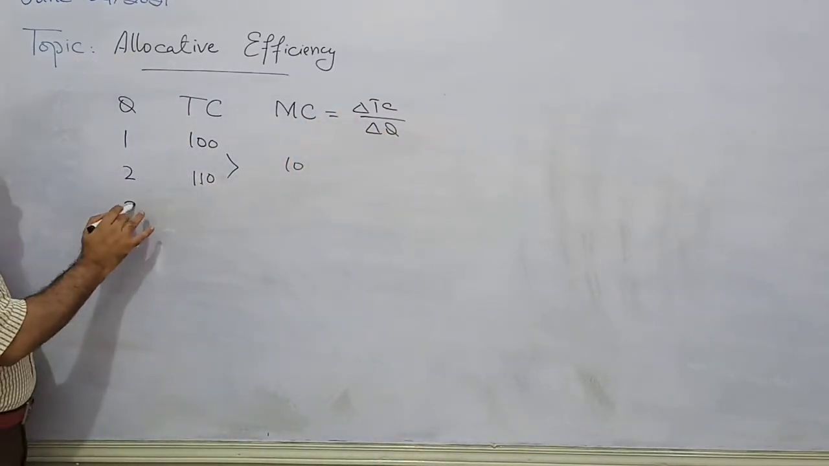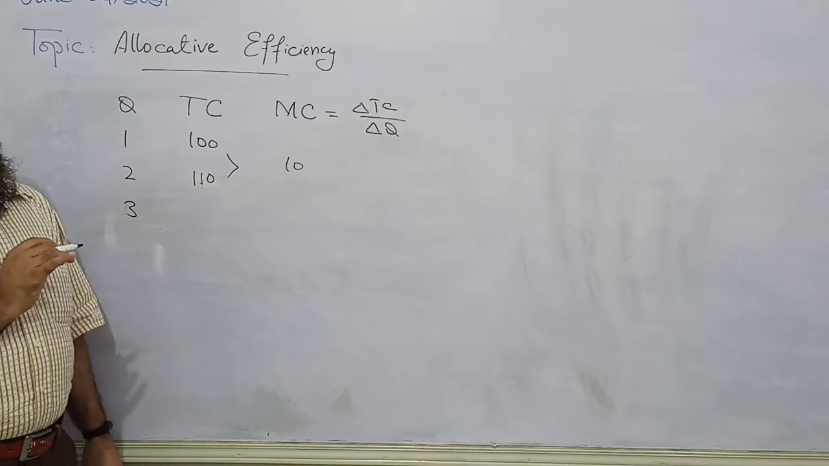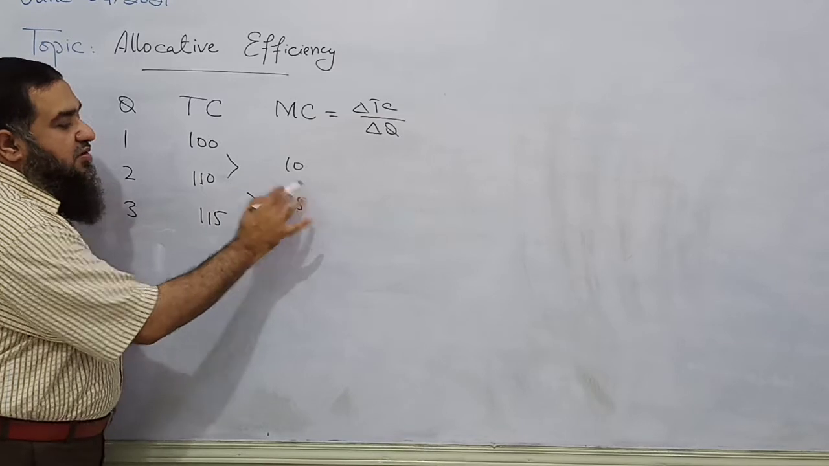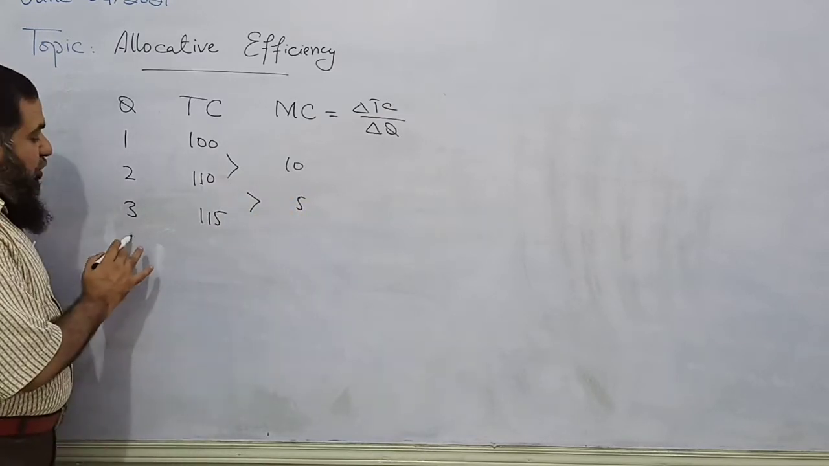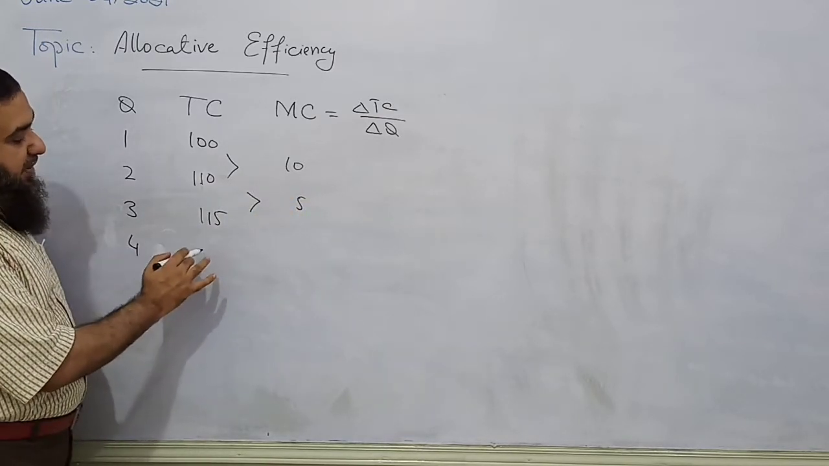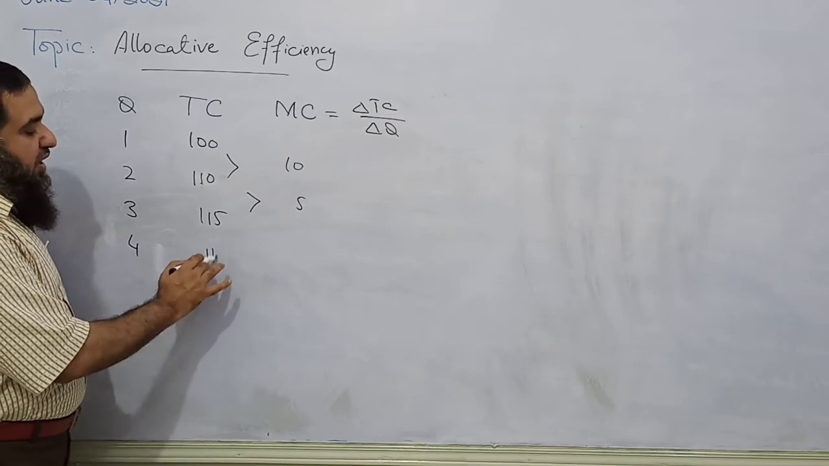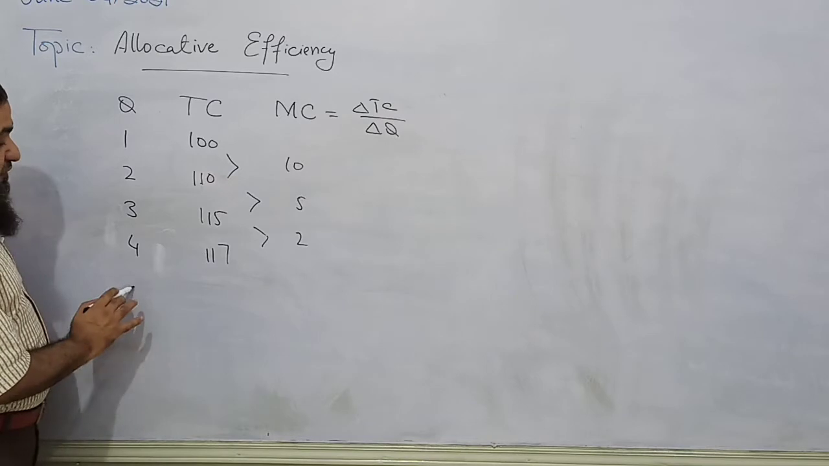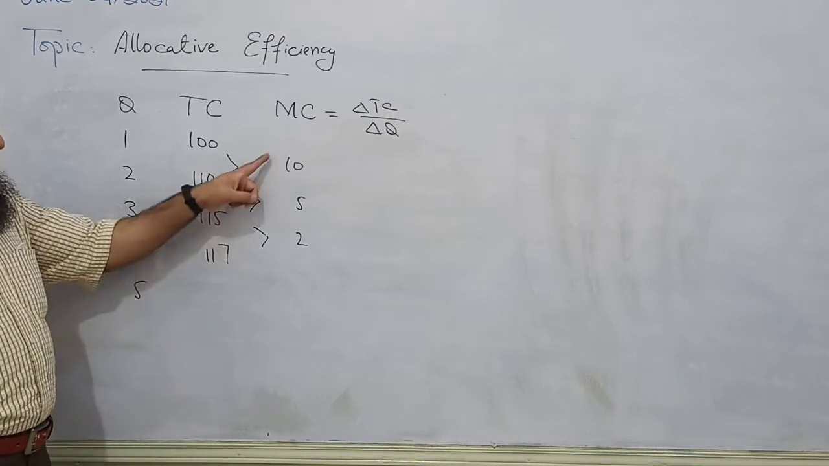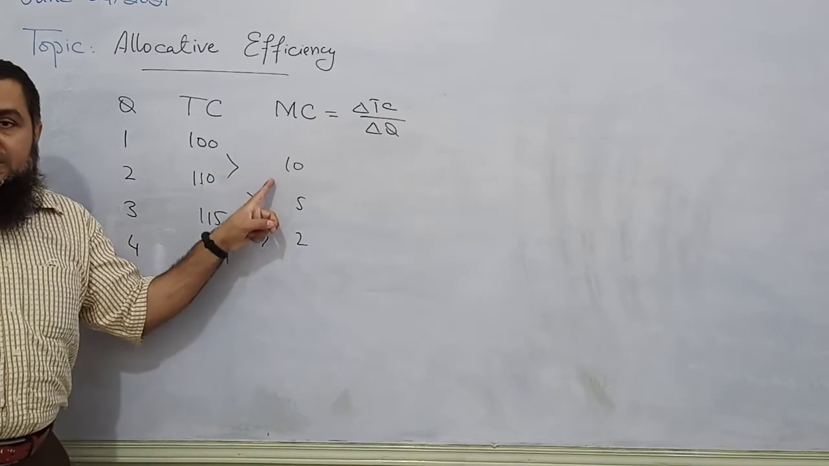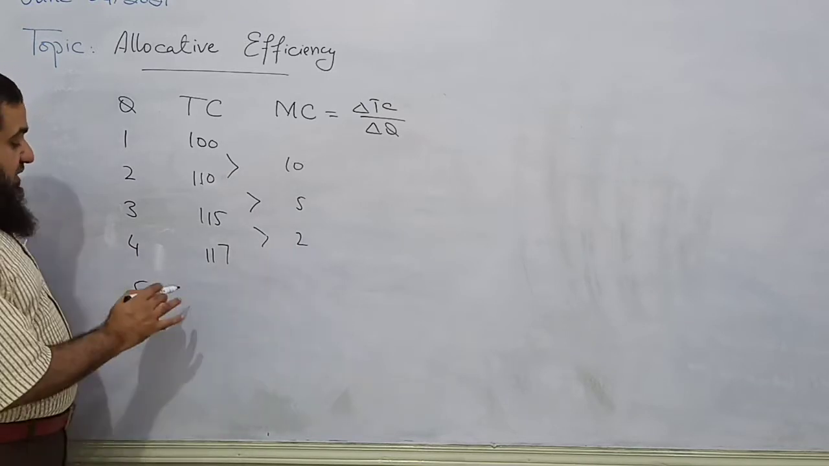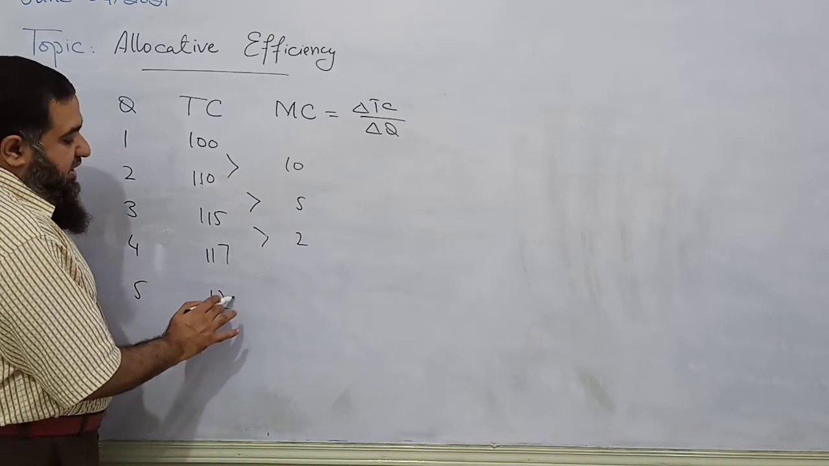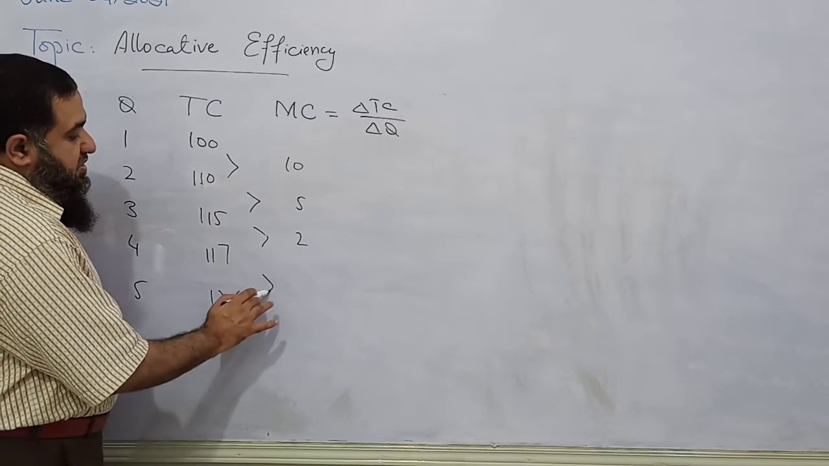When the third unit is produced, what is happening? It is 115. What is the marginal cost now? 5. When the fourth unit is produced, what is happening? Now it is 117, the marginal cost will be 2. So when we find the fifth unit, the marginal cost, at the start, it starts decreasing. So when the fifth unit is produced, it is now 126, you can see, though it is now 9.